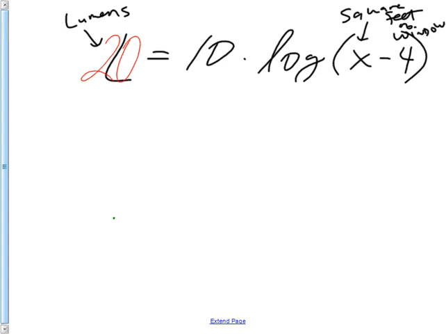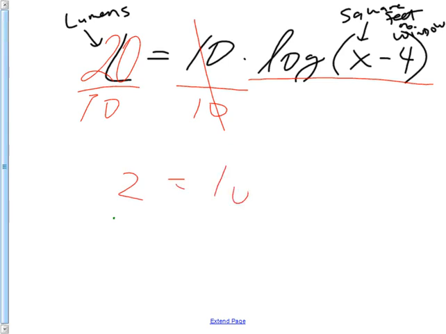Well, you got to get the clump alone. See, that's the clump. We got to get that clump alone, so we divide by 10. And then I've got 2 equals log of x minus 4. And then, how am I supposed to rewrite it if it has no base? Well, it has a base. What's the base? Base is 10. And then I can rewrite it, and what would it be?